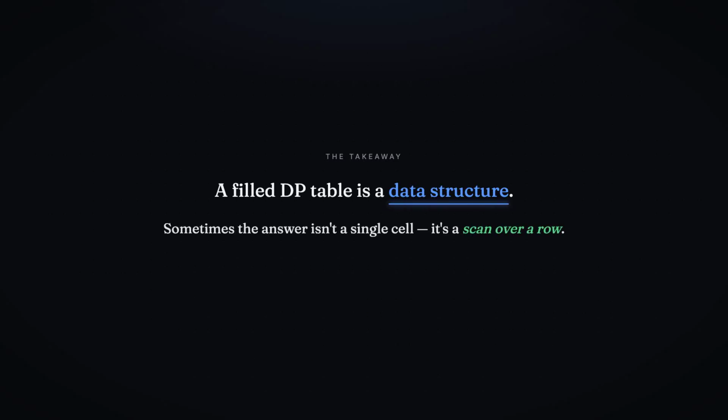So here is the big takeaway. A filled dynamic programming table is a data structure. Sometimes the answer is not a single cell, but a scan across an entire row. Reachability problems often end exactly this way. Learn to read the whole last row, and a new class of problems opens up. Can we hit a sum? How close can we get?